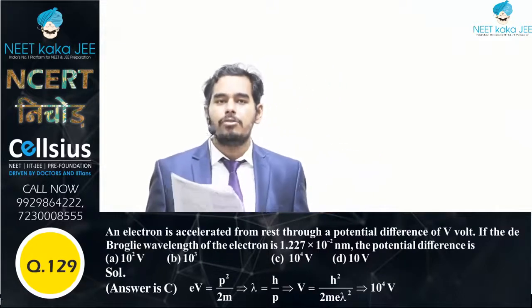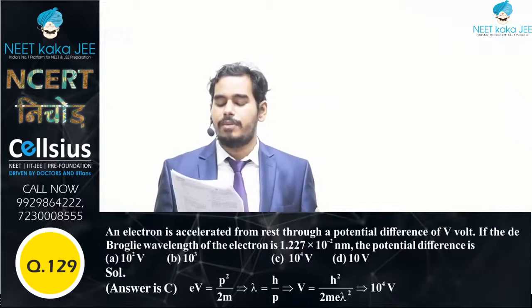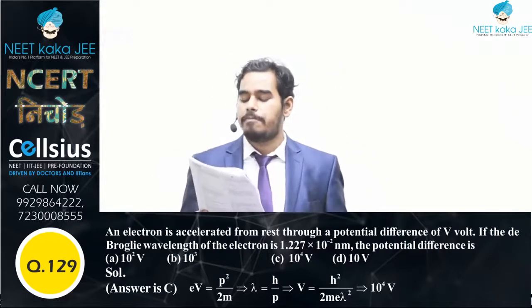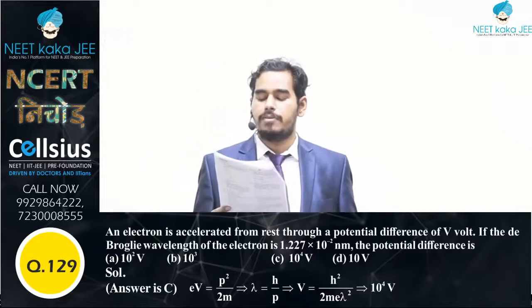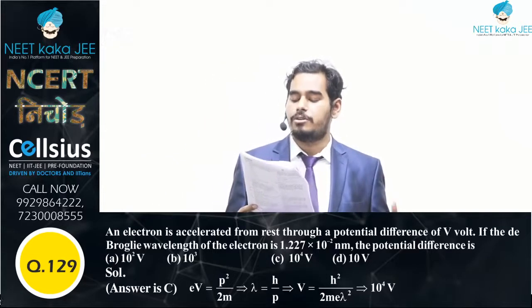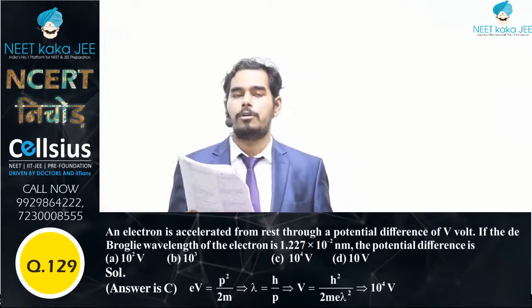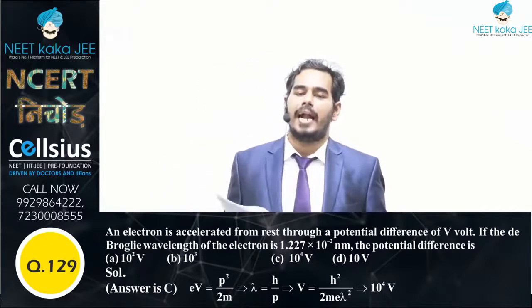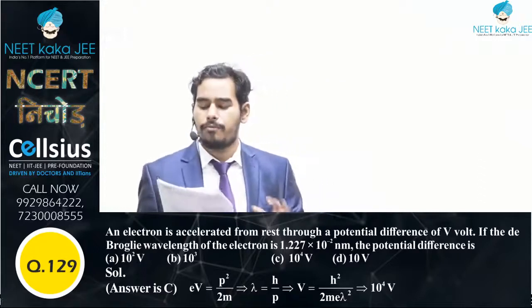Now we already know from the de Broglie wavelength equation, lambda equals h by P. So instead of P square by 2m, you can write V is equal to h square upon 2me lambda square, and now just put the values in and you are going to get the answer as 10 to the power 4 volts.